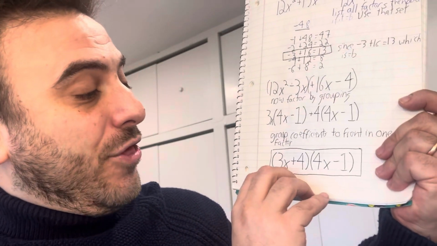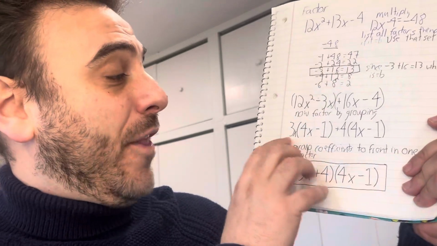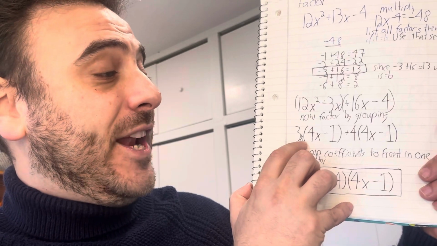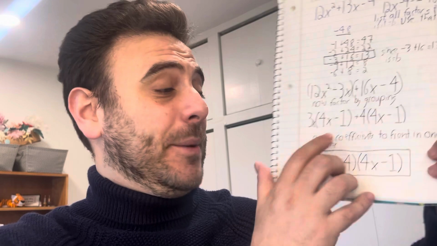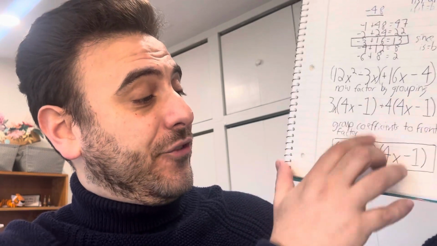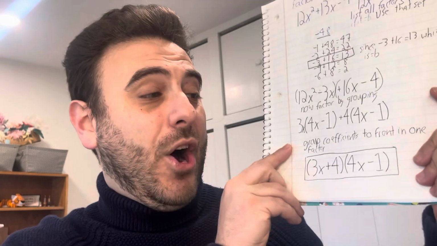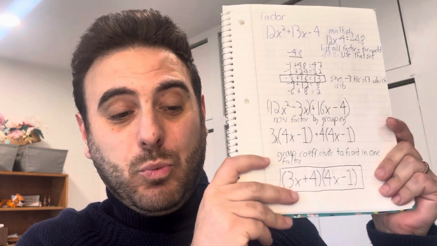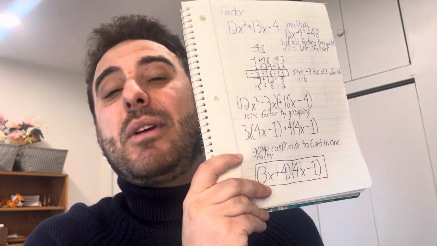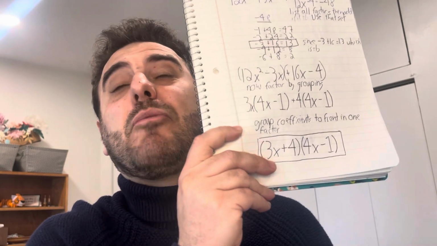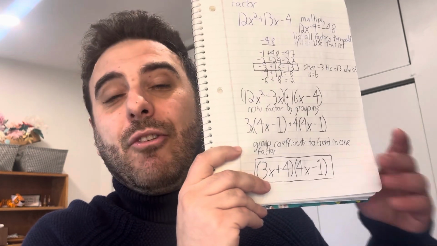And we would get 3x plus 4 times 4x minus 1. The 3x came from the coefficient of the first expression, and the 4 came from the coefficient of the second expression. So 3x plus 4, the coefficients, and the value in the middle was 4x minus 1. So our final expression is 4x minus 1 times 3x plus 4, or, since the commutative property of multiplication states we could switch it, 3x plus 4 times 4x minus 1.